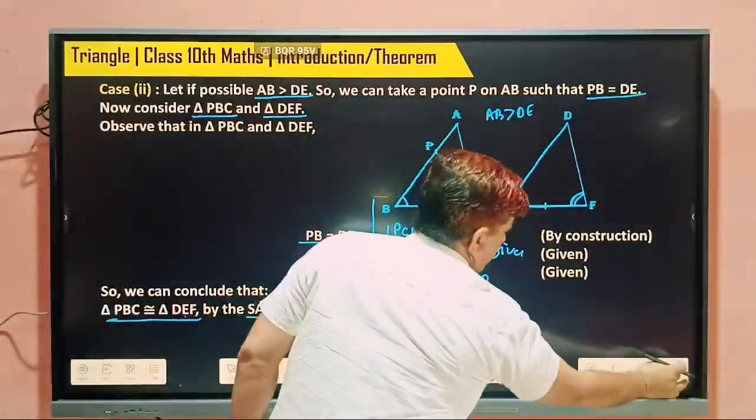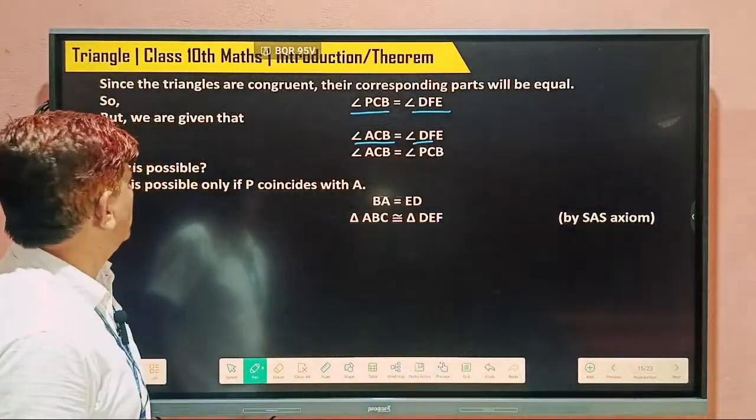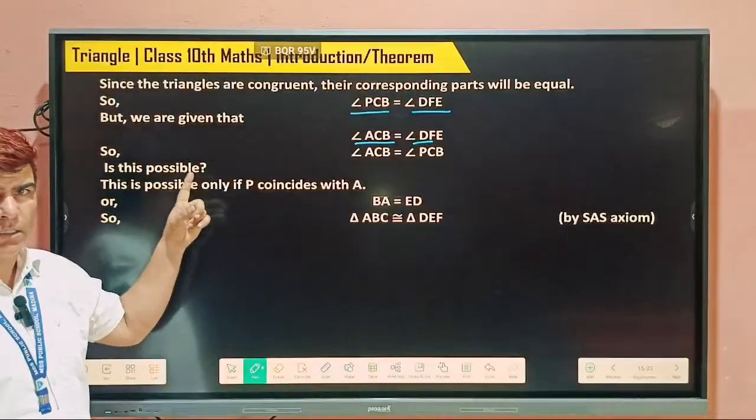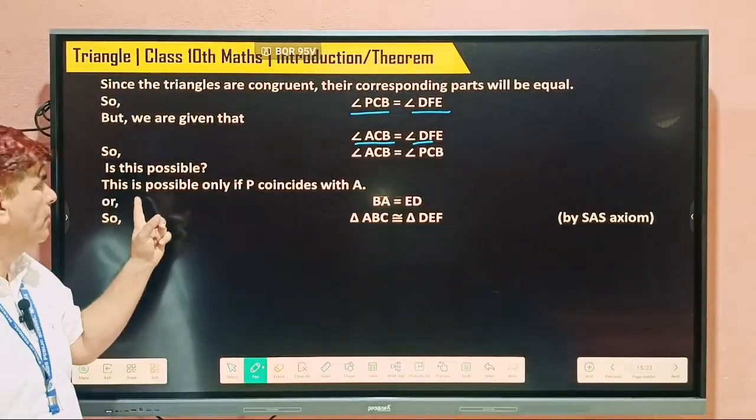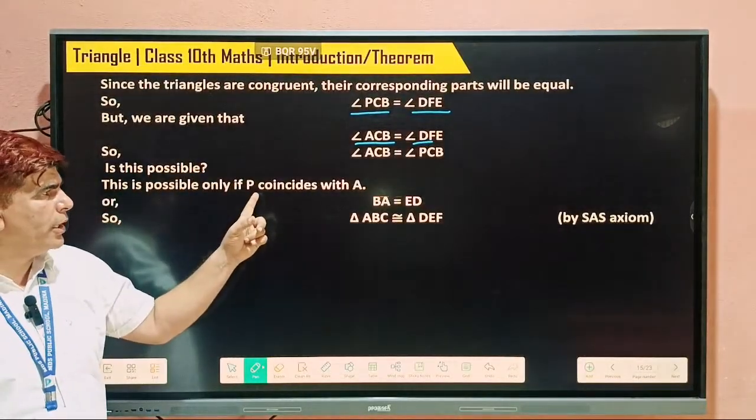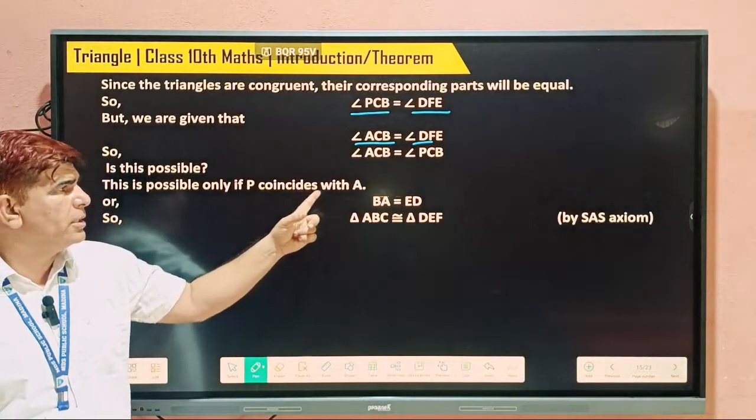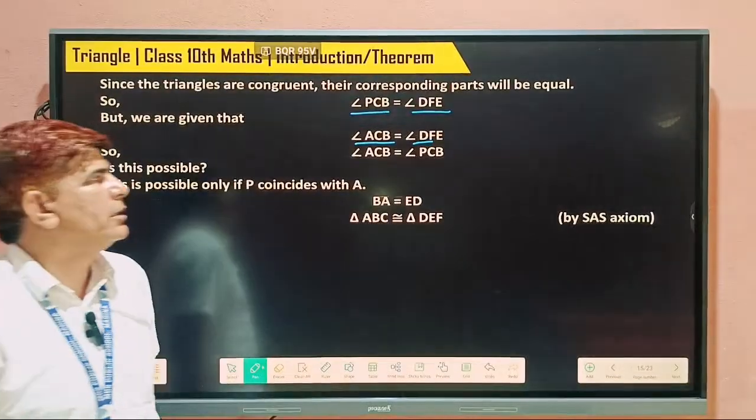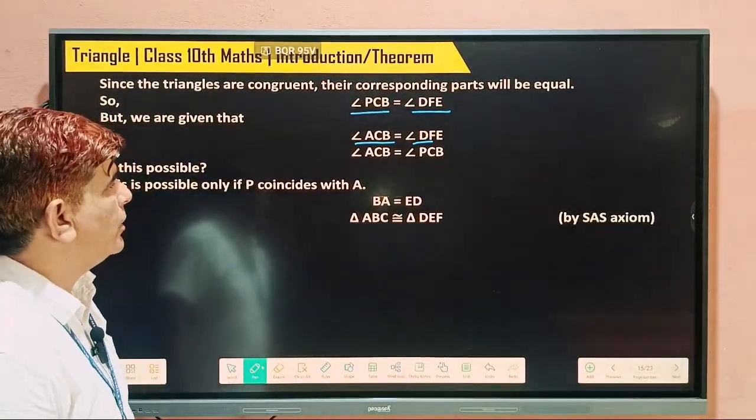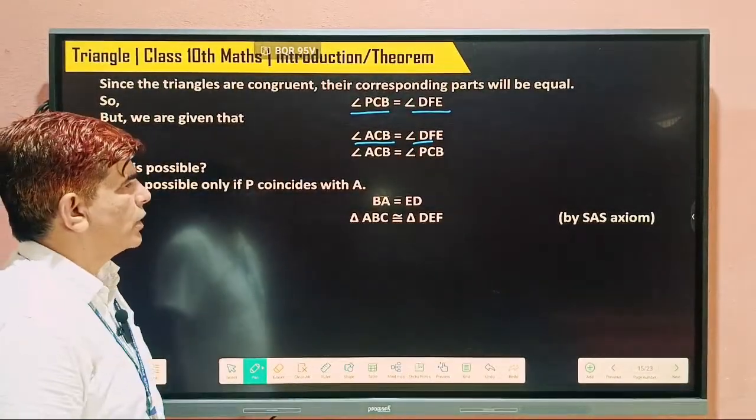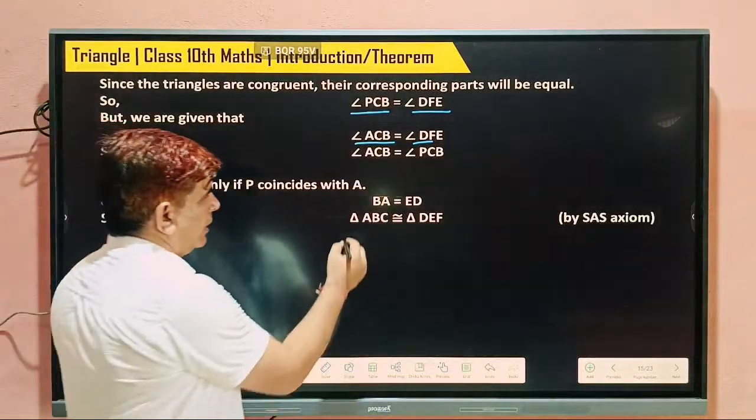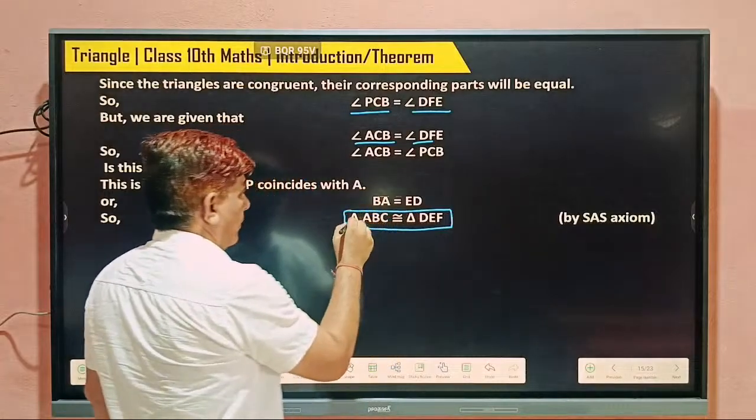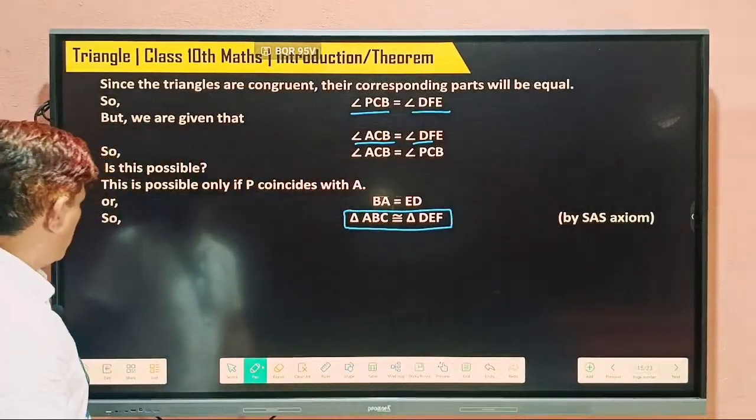Yes or no? So what does it become? So this equal to this. Is this possible? Question mark is there. So I am saying this is not possible. This is possible only if P coincides with A. It means P and A both become one point. So what does it mean? AB equal to DE, or triangle ABC is congruent to triangle DEF. Yes.